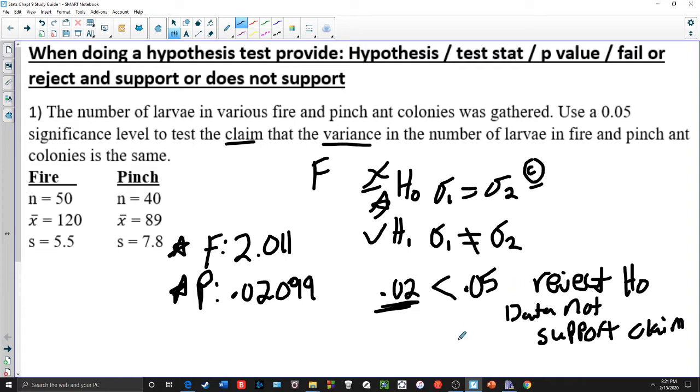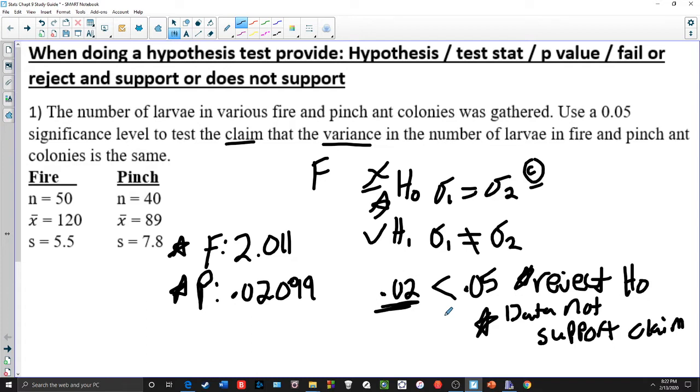So that would be the last step here, is to actually get the support, not support, and the reject or fail to reject statements. Again, all in all, most of this heavy lifting is done in the calculator, as I keep saying, but we do need to know how to progress through the problem. So write down our hypotheses, get our F and our P, draw out a conclusion using reject, fail to reject, and support or not support.